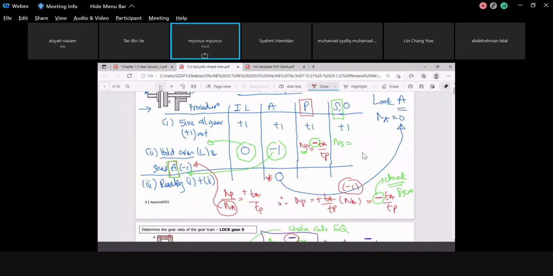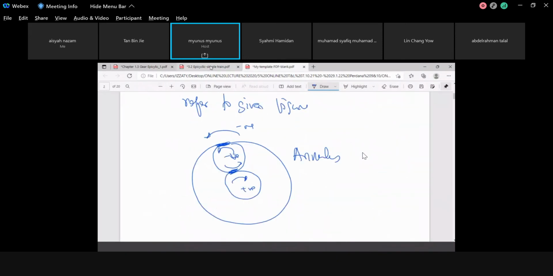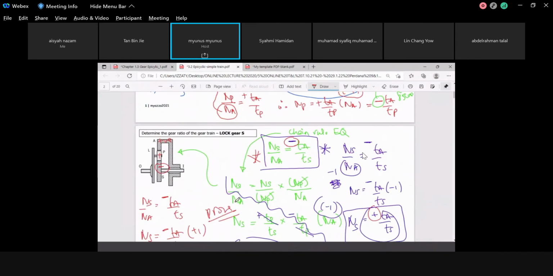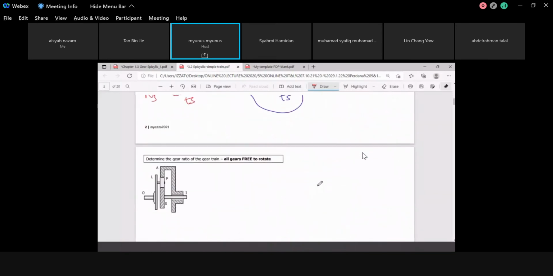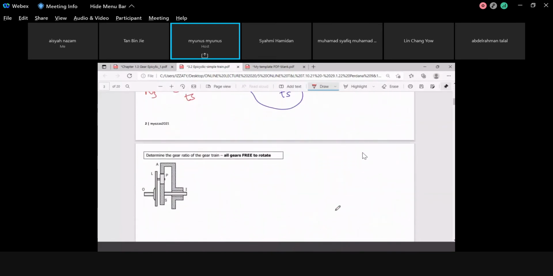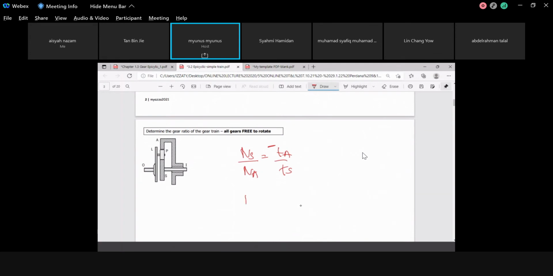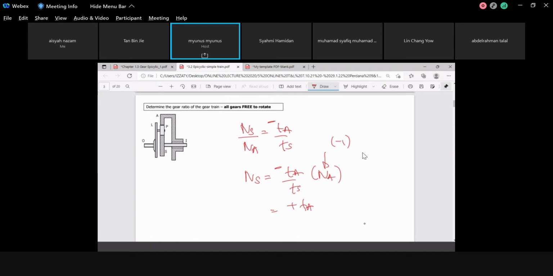Okay, now I'm going to use another template, because it seems that this one is already filled up. I'm going to use this NS now. So NS by NA, remember just this one, TA by TS negative. But you want the column to define NS only, so you put in NA. But NA is negative one, you gave N1 just now, so it becomes positive TA by TS, correct?